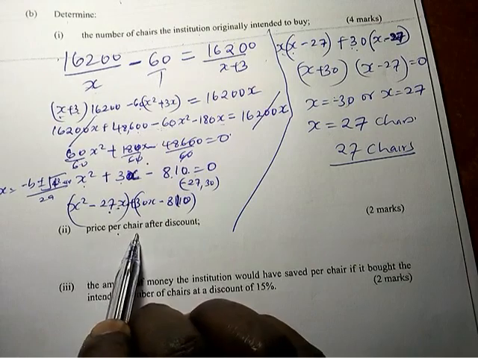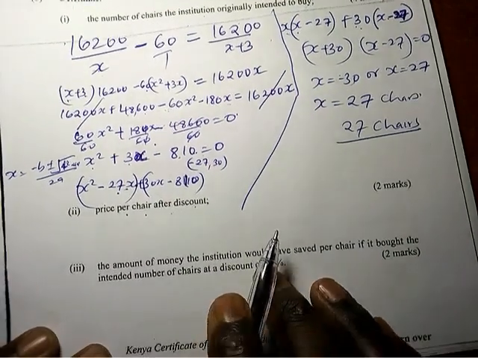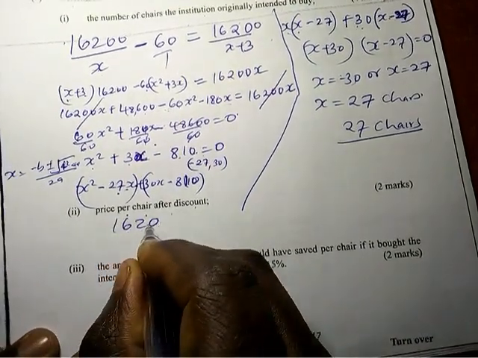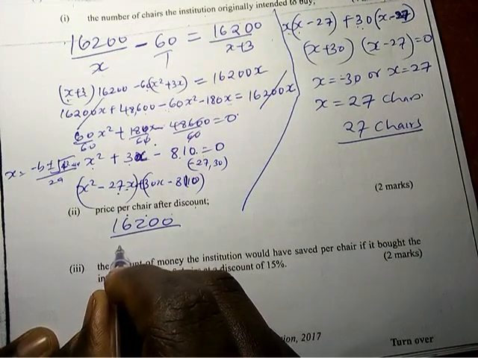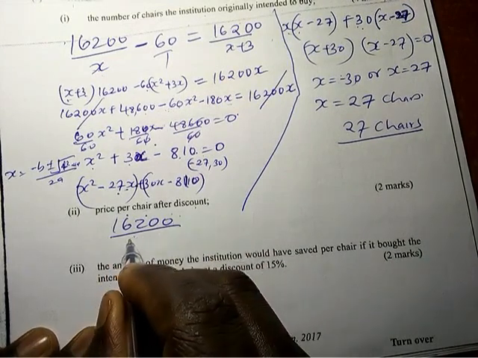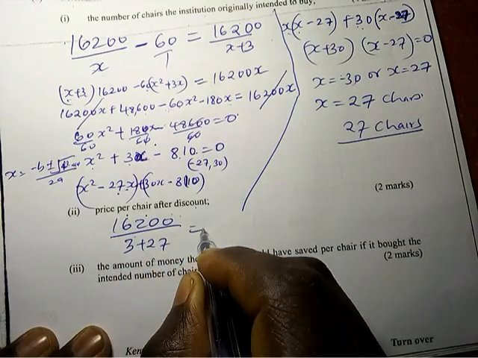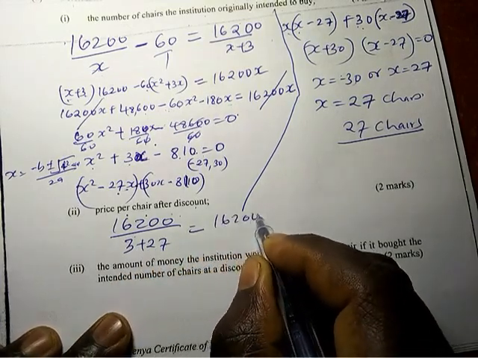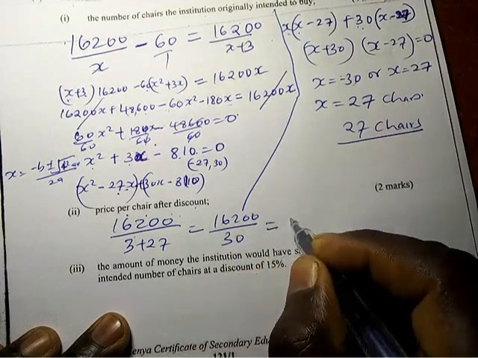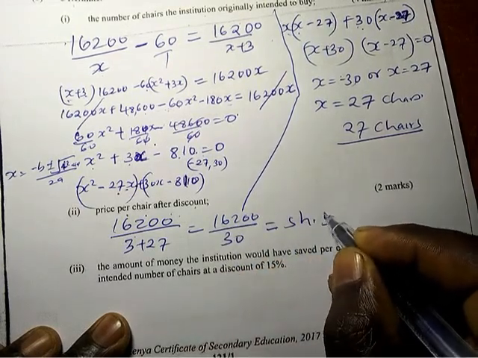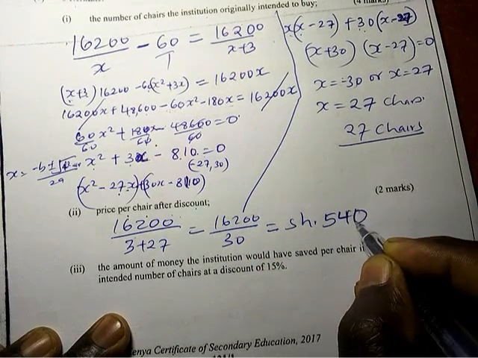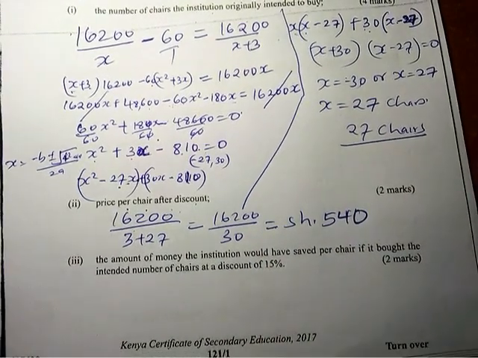The price per chair after the discount. So 16,200 divided by, after the discount, now the chairs were 30. That is 3 plus 27. That is 16,200 divided by 30. That one is shilling 540. Each chair cost 540.